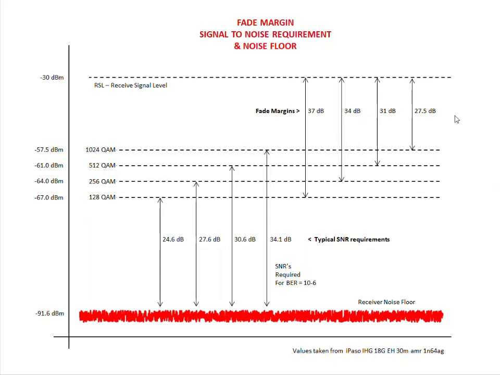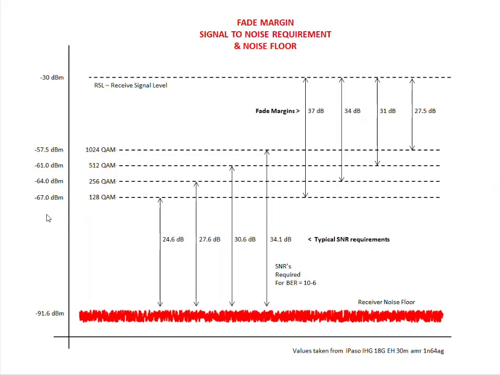What's fixed in here is the received signal level. That's a calculated level based upon the design of the link. And the SNR requirements, they're fixed. They're part of the definition of how the radio works. So if the noise floor rises because we've added additional noise from interference, for example, these arrows here are also going to rise, which means that the thresholds have to go up in order to maintain this 24.6 up to 34.1 signal to noise ratio.